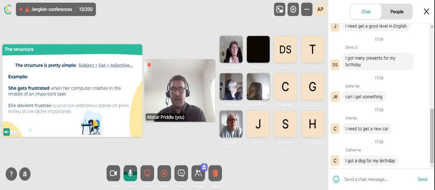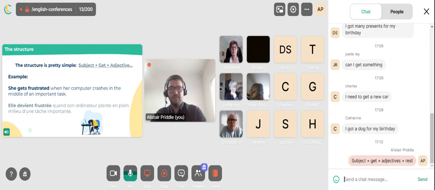Well, let's see them in action. So the structure is pretty simple. Subject plus get plus adjective. For example, she gets frustrated when her computer crashes in the middle of an important task. So we've got subject plus get plus adjective, and then the rest of the sentence.